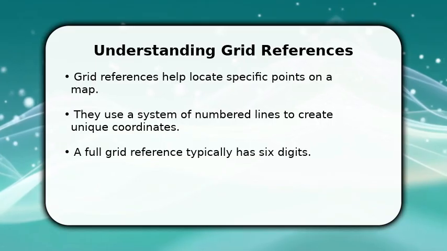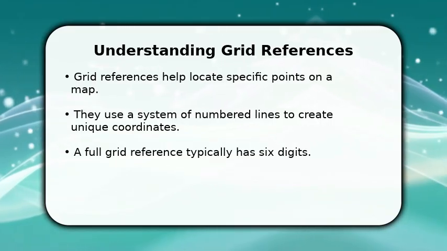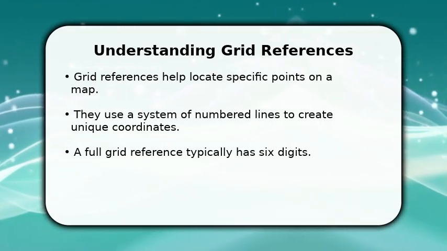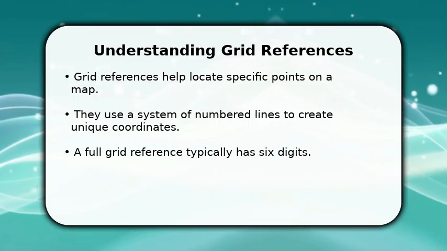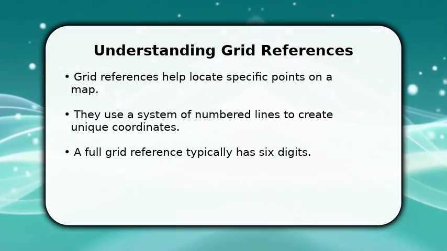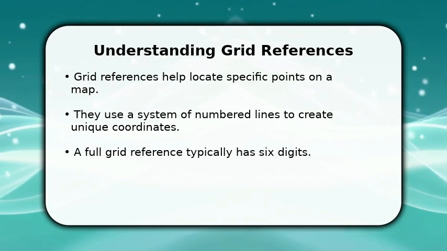We'll break down the process into simple steps, starting with the horizontal lines, known as eastings, and then moving to the vertical lines, called northings. This method ensures precise location identification.